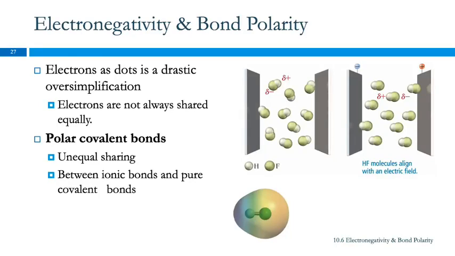We've been talking about Lewis structures, and in Lewis theory we represent electrons as dots, and we're just looking at the valence electrons. And obviously after talking about quantum mechanics, we recognize that dots are a drastic oversimplification of electrons, but they're still useful. So what we want to point out here is that electrons are not always shared equally.